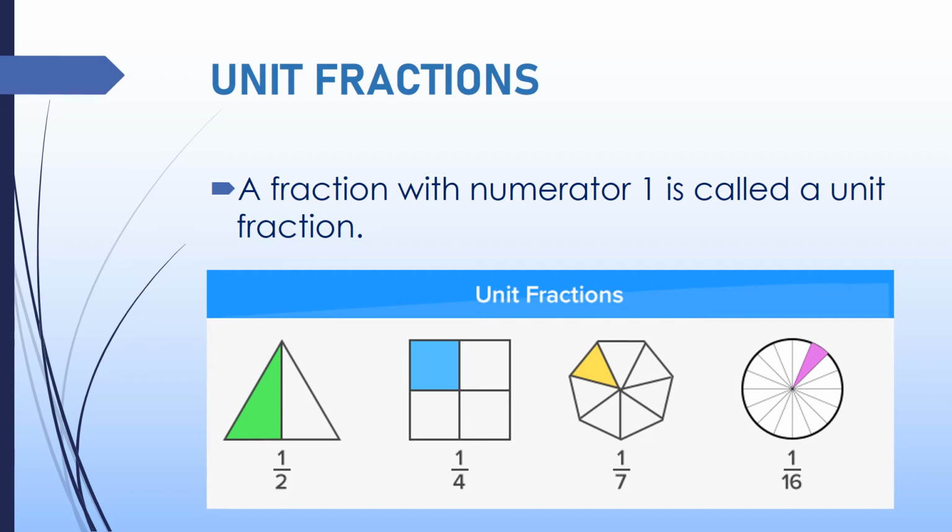So 1 by 2, in the next figure 1 by 4. Now the whole part is divided in 7 equal parts and one part is shaded 1 by 7. And the whole circle is divided into 16 parts and one part is shaded 1 by 16. In all the 4 cases, you can see the numerator is 1. Such fraction, when the numerator is 1, it is called as unit fraction.